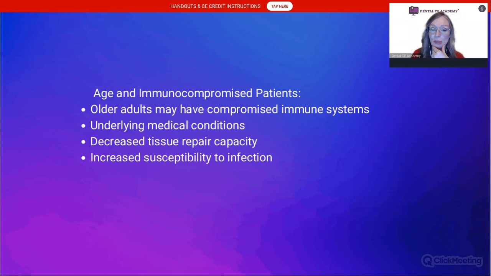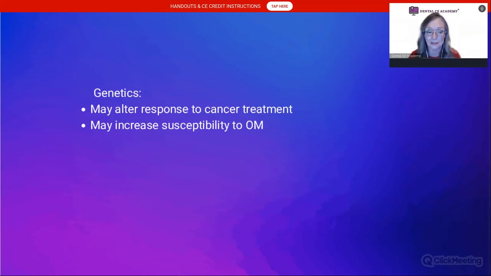Age and immunocompromised patients, so another risk factor. Older adults, many have compromised immune systems, or the immune system's like a battery. When we age, it doesn't fire like it did when we were in our 20s. And of course, underlying medical conditions, decreased tissue repair capacity, and increased susceptibility to infection. So certainly our patients that are immunocompromised already are going to be challenged here, right? And they're not going to respond to the agents like we would hope, and that increases their probability of OM.